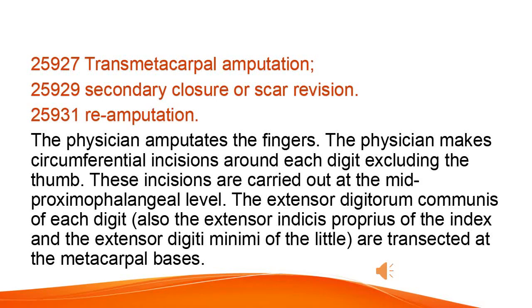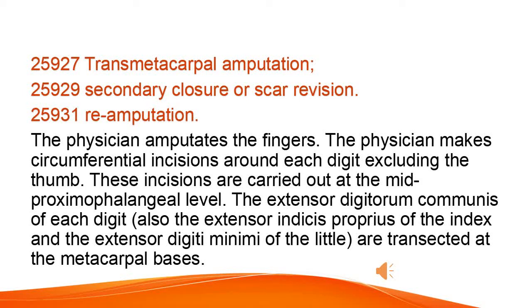Transmetacarpal amputation. Secondary closure or scar revision. Reamputation. The physician amputates the fingers. The physician makes circumferential incisions around each digit excluding the thumb. These incisions are carried out at the mid-proximal phalangeal level.